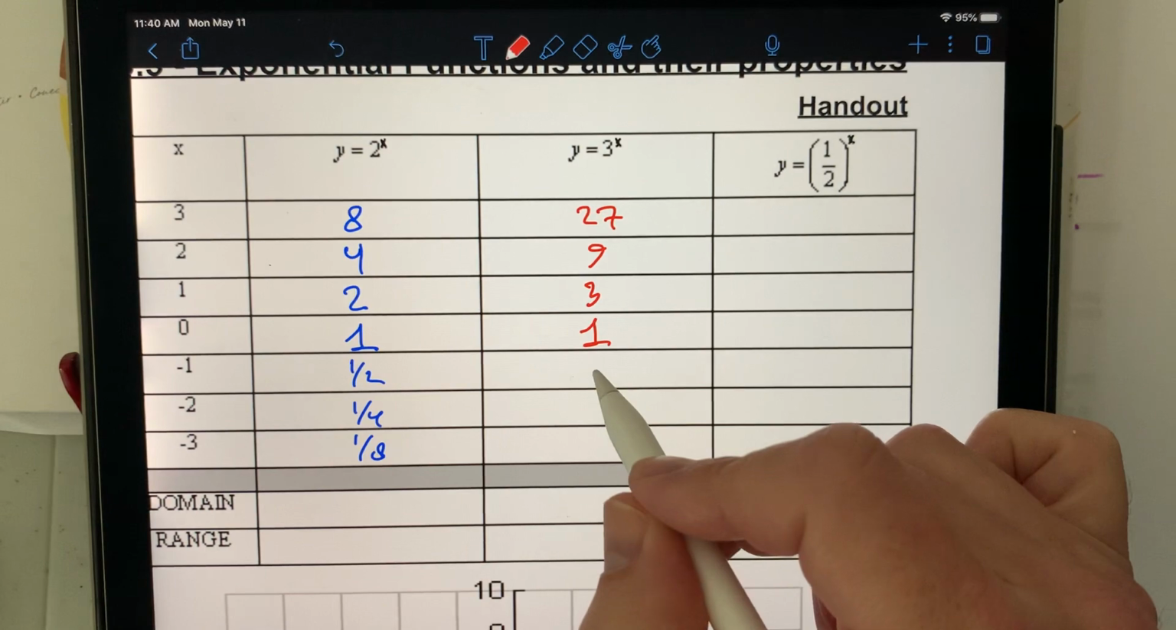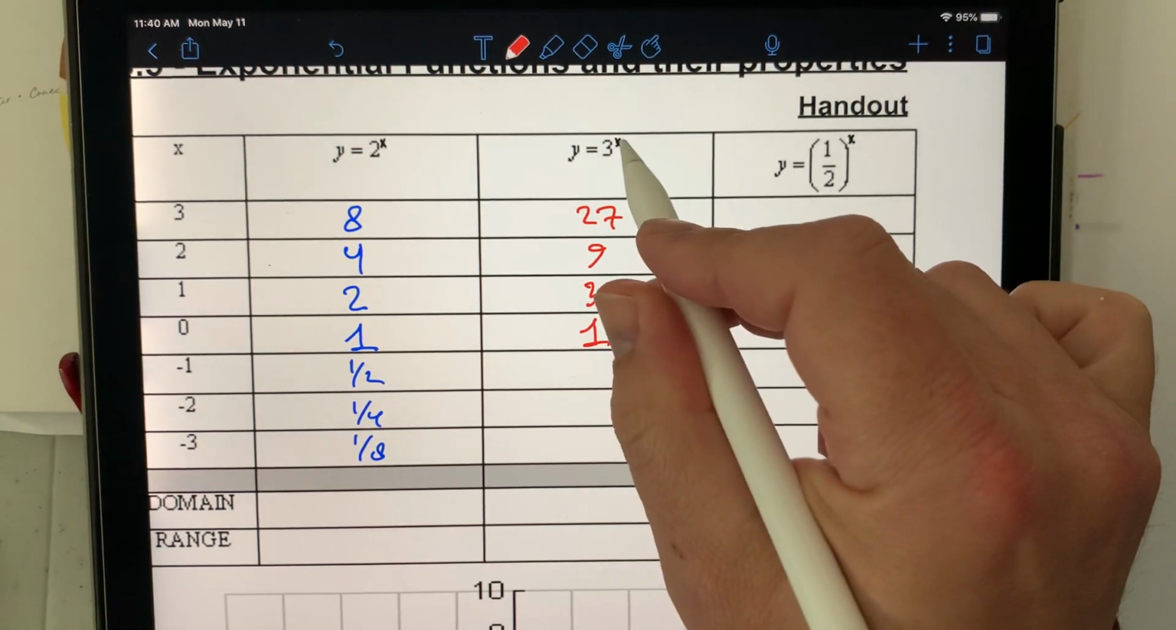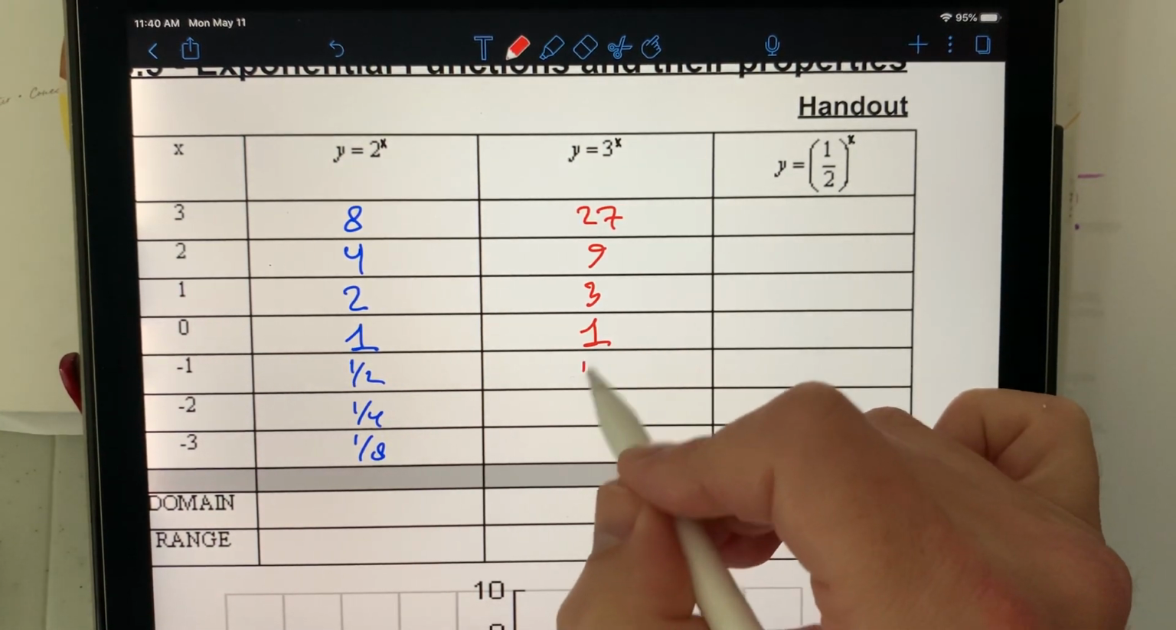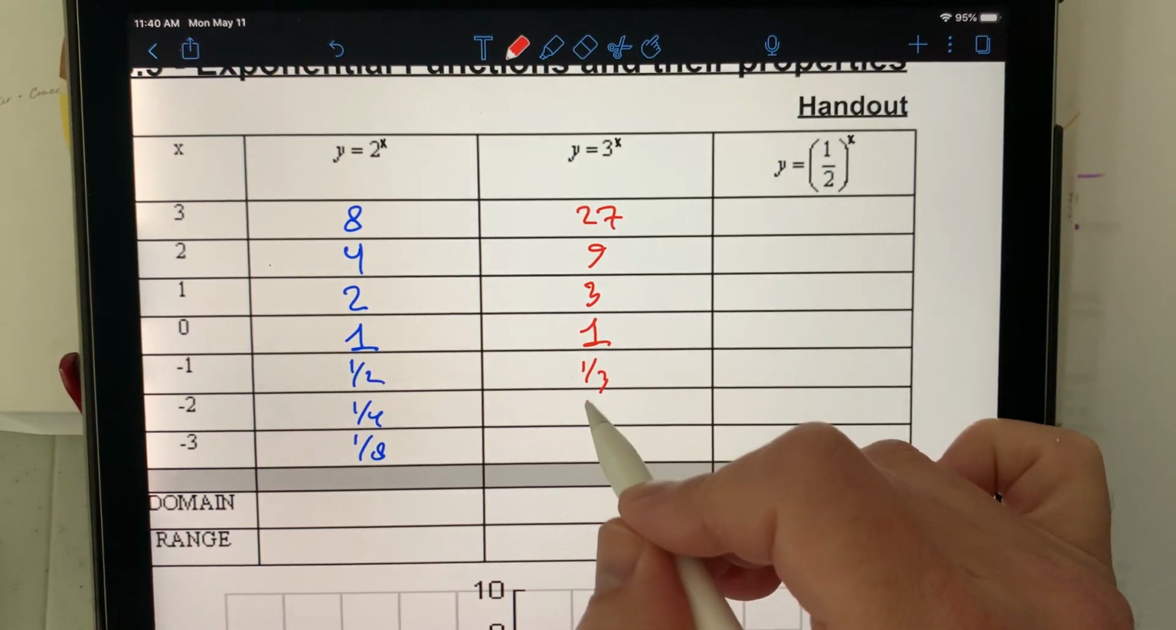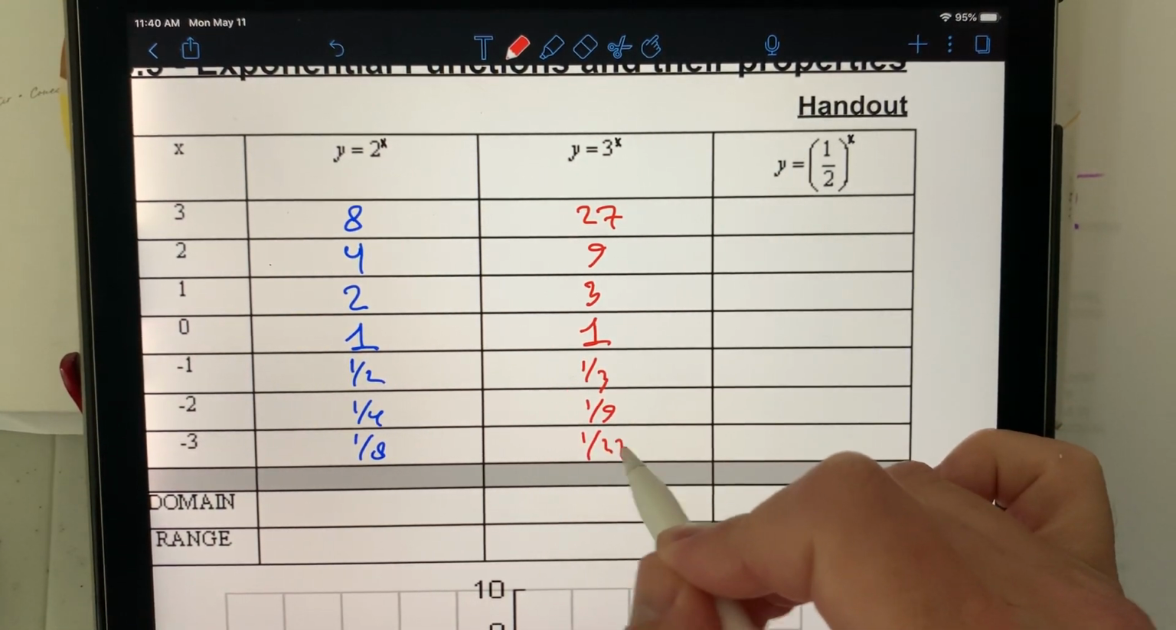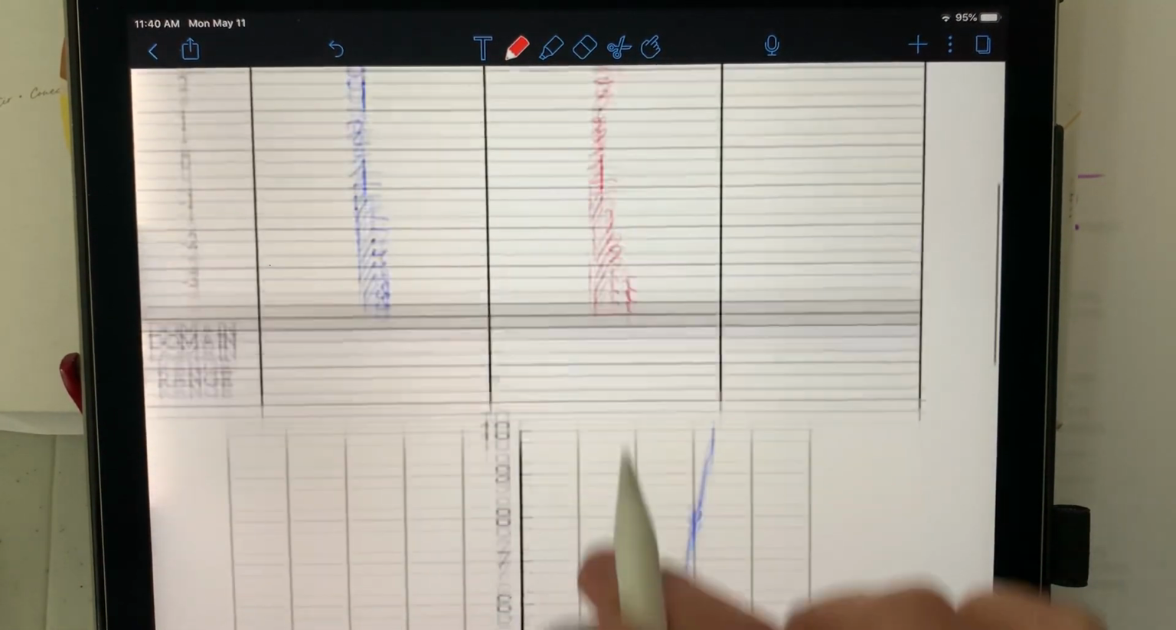And when I go on the negative numbers, well, 3 to the power of negative 1 is 1 over 3. So the same numbers, but 1 over. 1 over 9, 1 over 27. That would be really hard to plot, isn't it?